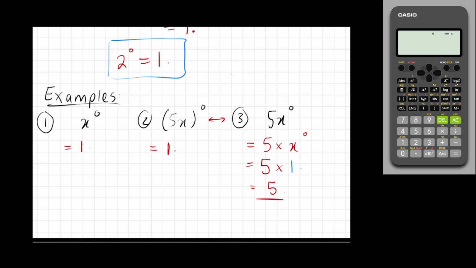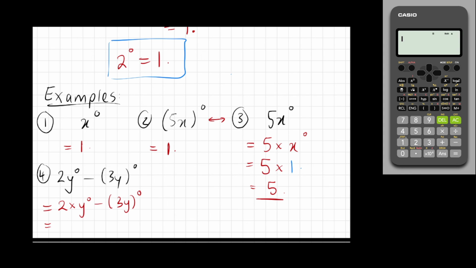And we might just do one more, show you guys how this can be applied in more than one step. So you might have one that looks like this: 2y to the power of 0 minus 3y all to the power of 0. Okay? So just take it step by step. Okay? This is 2 times y to the 0 minus, and then everything to the power of 0.